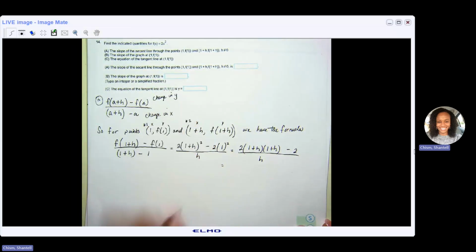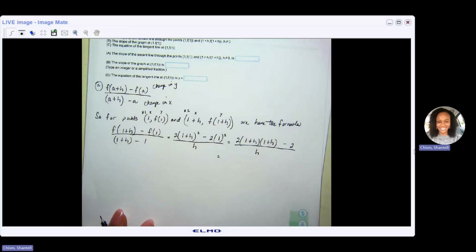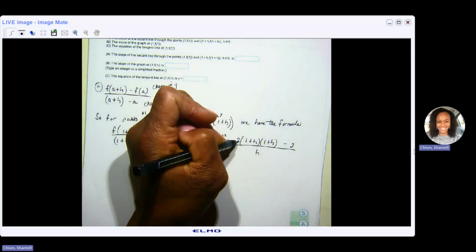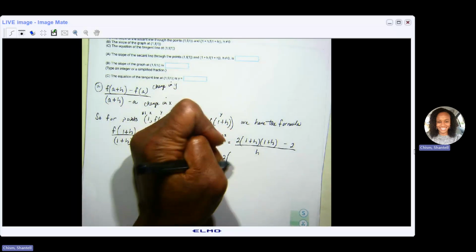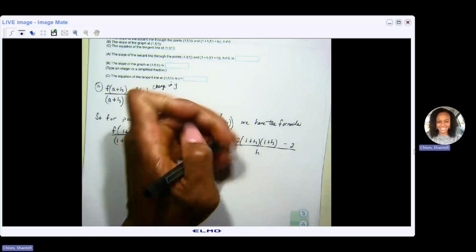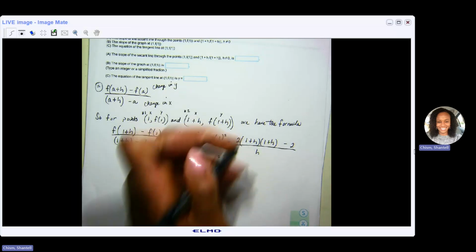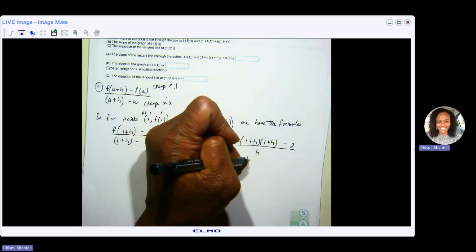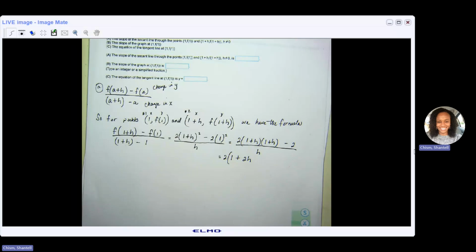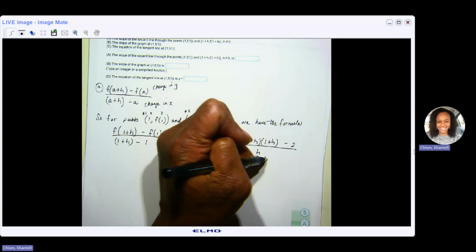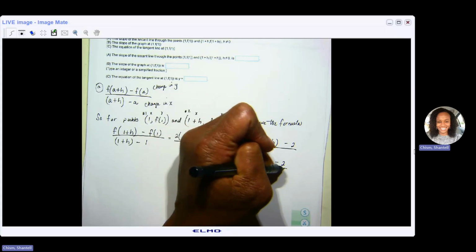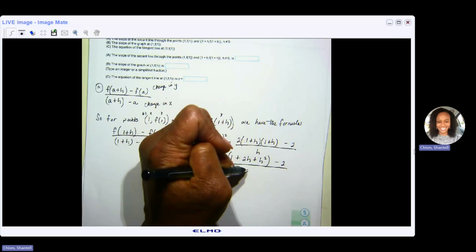Okay? Continuing to clean this up, I'm going to keep this 2 that's hanging out, and I'm going to FOIL this out. First times first, that's 1. The outer is 1h, and so is the inner 1h. So that's 2h, so I've got plus 2h. I'm foiling, so I combine the inner and outer terms. And then the last times the last, I get h squared. And then I still have that minus 2, and I still have over h.